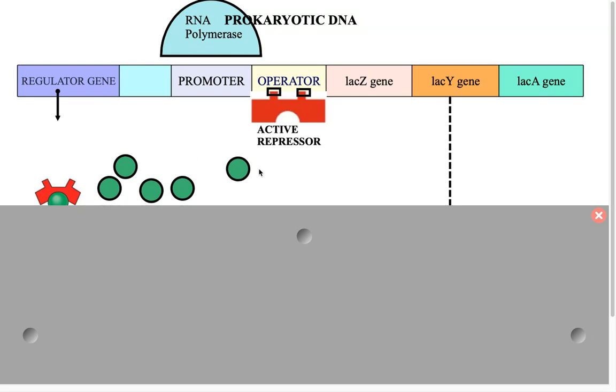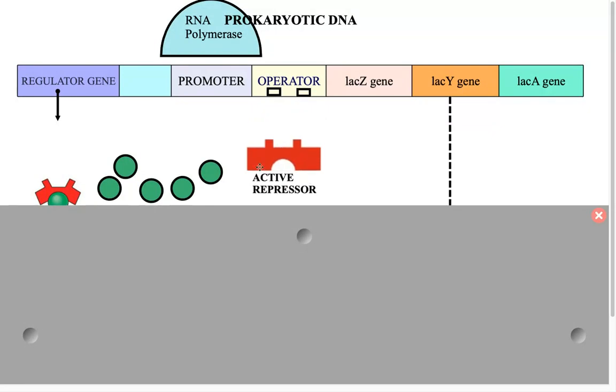So now that we have some lactose in the environment, the lactose binds to the active repressor. And when it does bind to the active repressor, it changes its conformational shape. Therefore, it does not fit perfectly into the operator. Let's just move this over here.